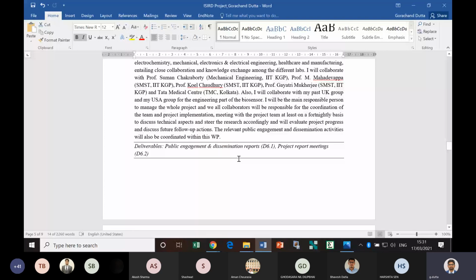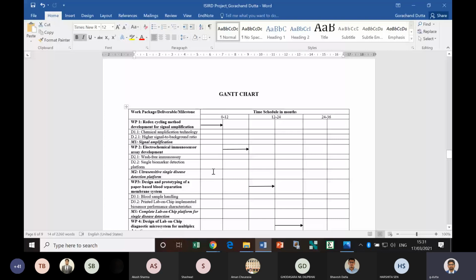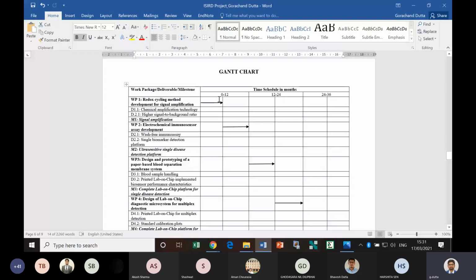So whatever you mentioned in the last few pages, like the work package and deliverable, you can draw a chart. See the time schedule, like 0 to 12 months, 12 to 24 months, 24 to 36 months, if you think about this 3-year project. On the left-hand side you can mention the work package, and on the right-hand side how long you are taking. Also on the left-hand side, below the work package, you can mention the deliverable. D1 means in work package 1 what will be the number 1 deliverable, number 2 deliverable, and M1 means milestone. What will be the milestones of this work package?